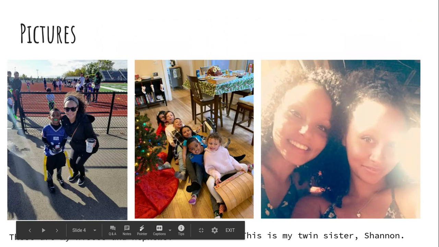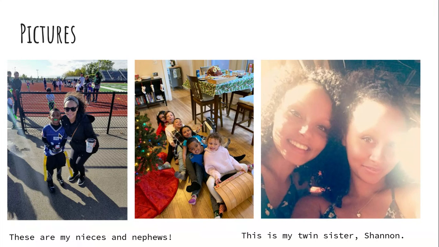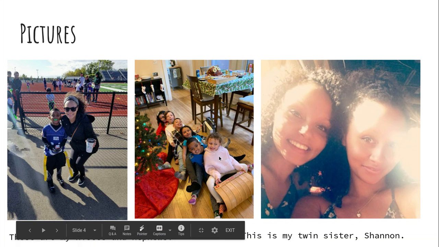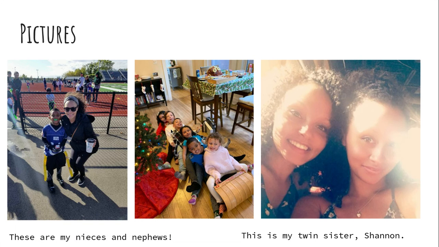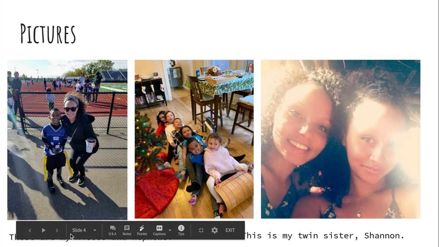So this next slide, this first picture is me and my nephew Devin at one of his flag football games. I think it was in the summer or just earlier this year. This middle picture was Christmas time last year. So these are all 6 of my nieces and nephews. This is Kennedy, Devin, Aaliyah, David, Kiernan, and Sophia. And this picture is of me and my twin sister, Shannon. This one's me, and this one's Shannon.